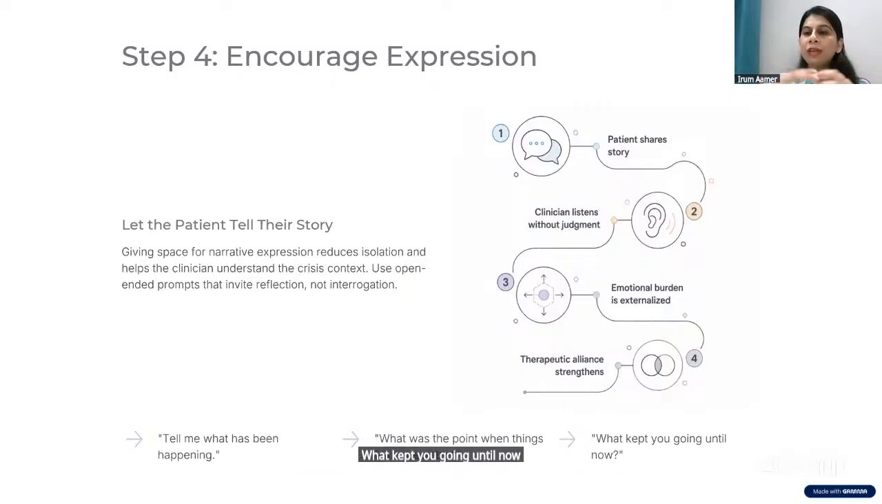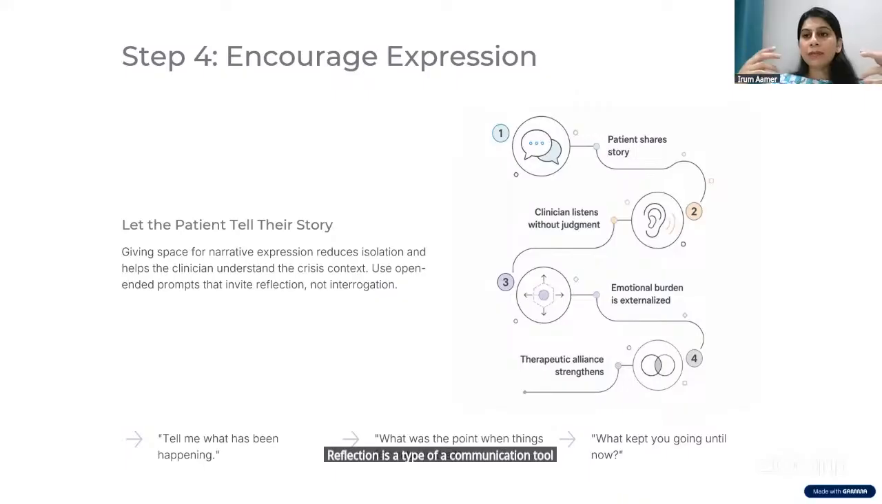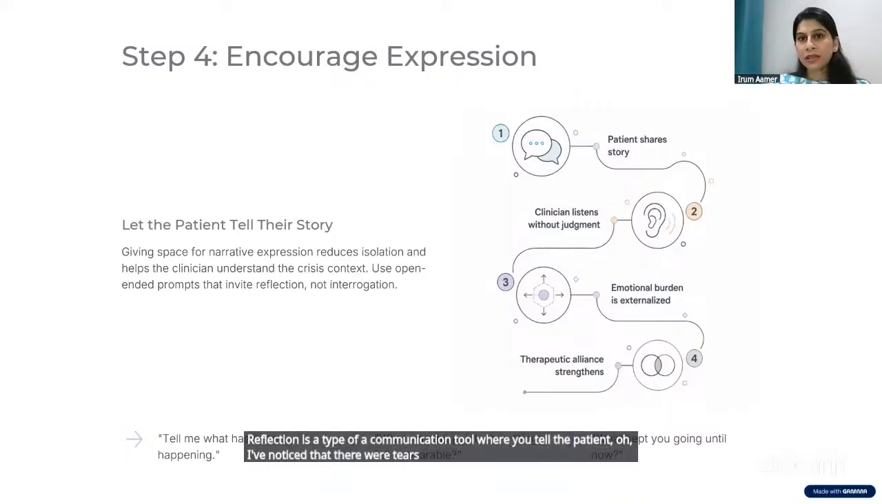And then you need to develop a therapeutic alliance that strengthens this rapport. Giving them space to narrate their experience, letting them talk, is very important. Open-ended prompts should be used, and you should invite reflection. Reflection is a communication tool where you tell the patient, I've noticed that there were tears in your eyes when you were saying such things. So this is reflection.